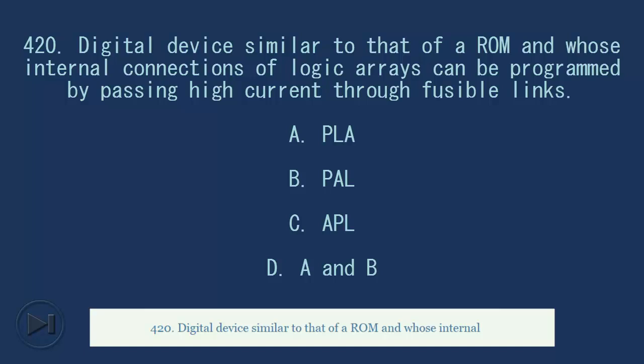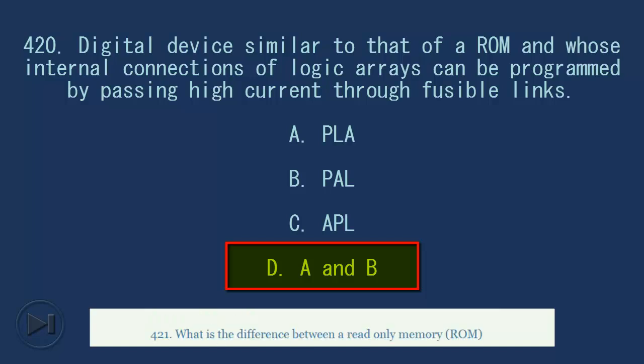420. Digital device similar to that of a ROM and whose internal connections of logic arrays can be programmed by passing high current through fusible links. A. PLA. B. PAL. C. APL. D. A and B. Answer, D. A and B.